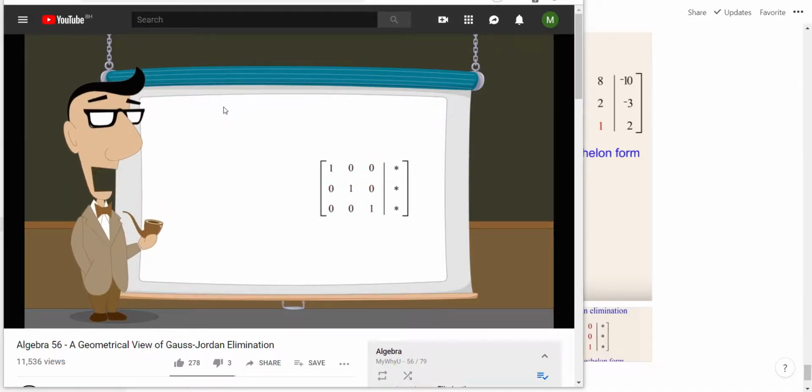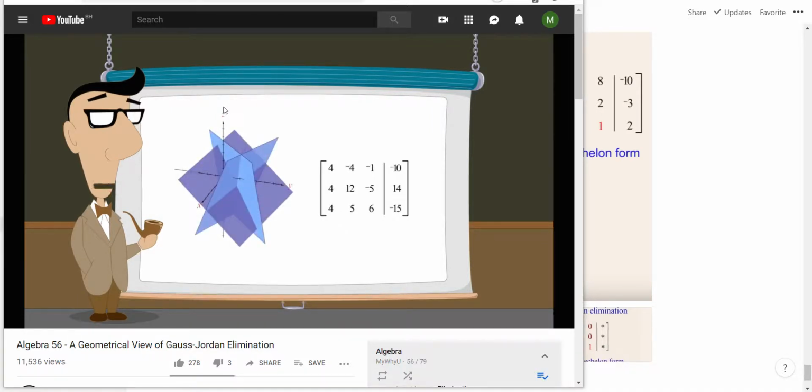Since a system of linear equations in three variables is graphically represented by a collection of planes, following how these planes change their orientation with each row operation can help give us an intuitive understanding of how the transformation to reduced row echelon form works.